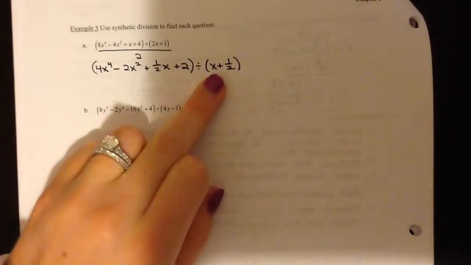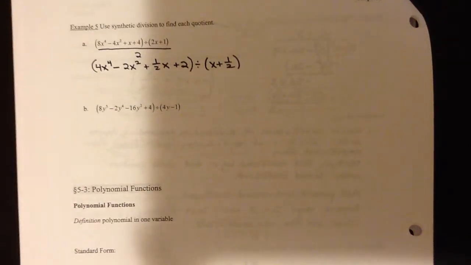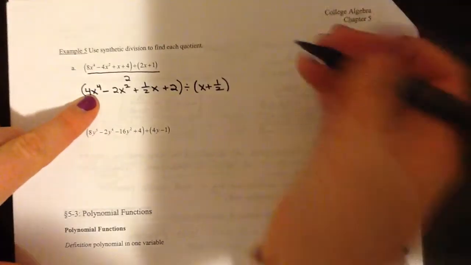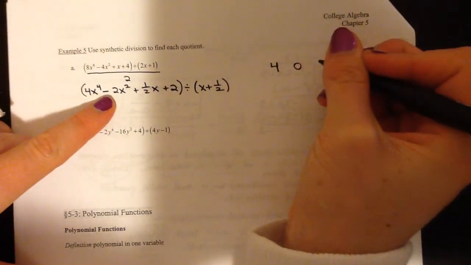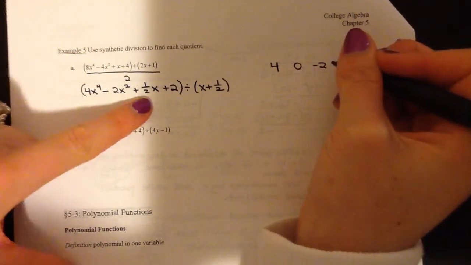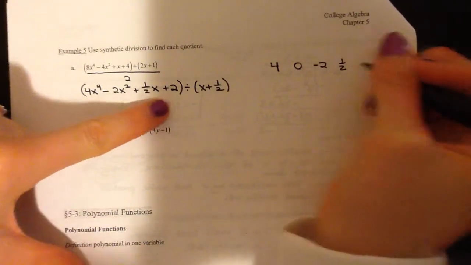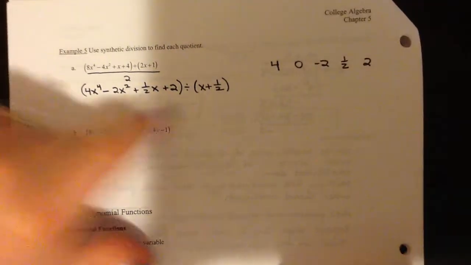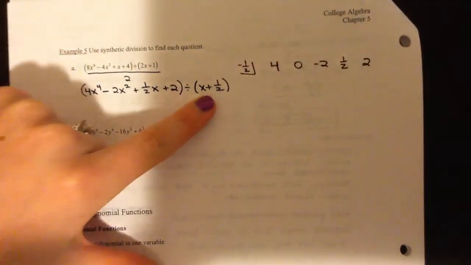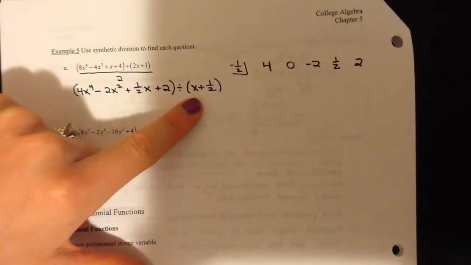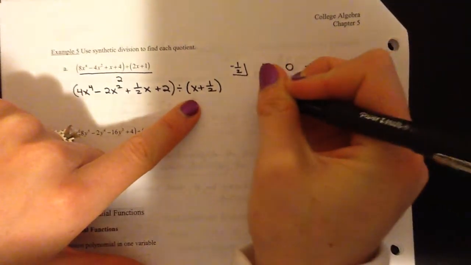All right, so now this is just a plain old x, so I'm good to go. I can set everything up. So I set up my coefficients. So 4x to the 4th. There is no x cubed, so I put a 0. Negative 2x squared, 1/2 x, and then 2 is our constant. So we take the opposite of this, we put it in a box. So negative 1/2. First step, these are the same steps we have in the front. We bring this first term down.